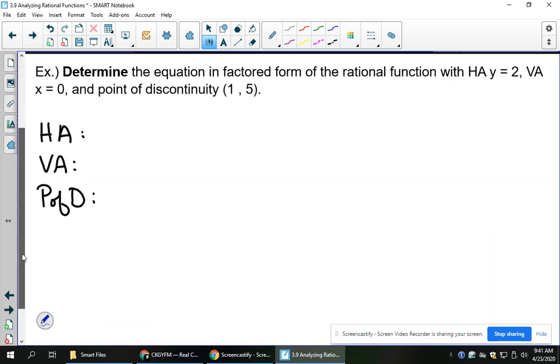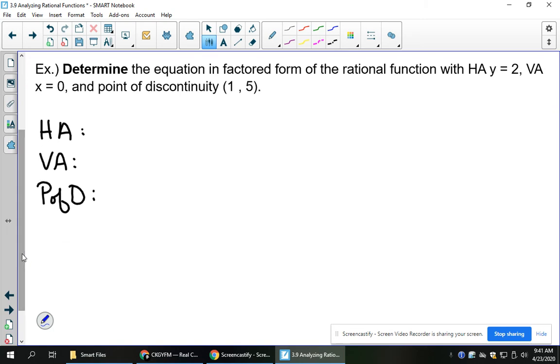One more example here, a little backwards thinking. We want to determine the equation if we have the details now. This is exactly the opposite of what we've just done. So we know that there's a horizontal asymptote at y equals 2, a vertical asymptote at x equals 0, and a point of discontinuity at 1, 5. So here's the information. Horizontal, vertical asymptotes, and point of discontinuity. We're trying to fill in the equation that satisfies these characteristics.